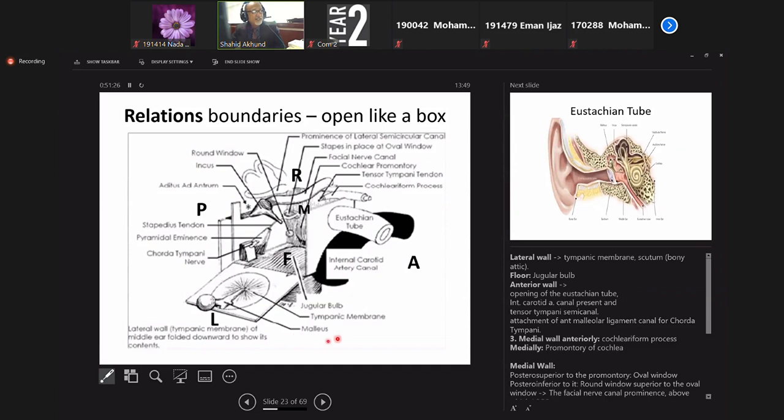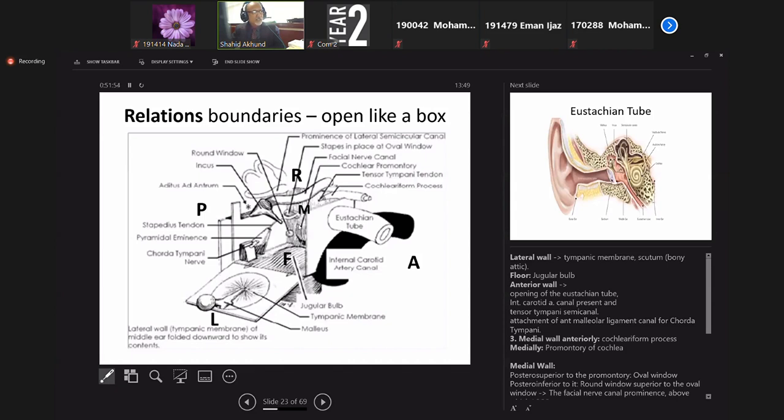Now, this is another diagram. You can repeat at your own time, and it won't be difficult to understand a seemingly complex diagram. It's a relatively simpler diagram that you can see. So this is the lateral wall. It's like a box that we have created, and we have opened up the box. The lateral wall is down now. So you see the floor. You see the jugular bulb there.